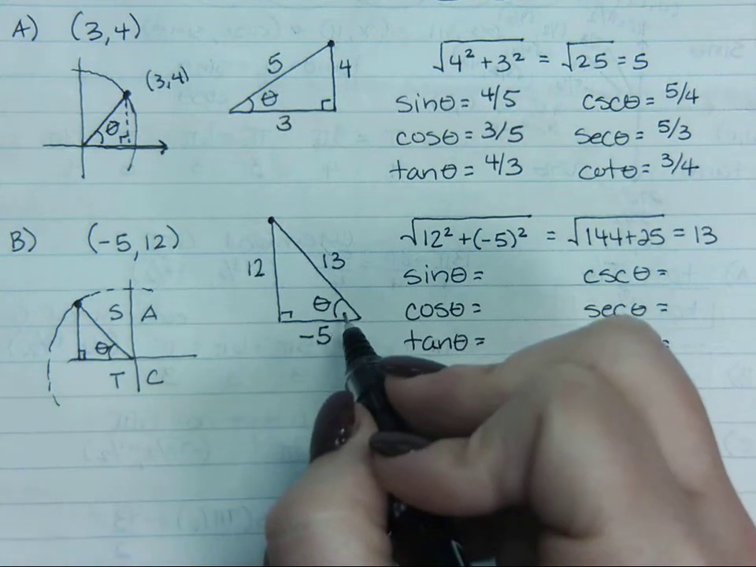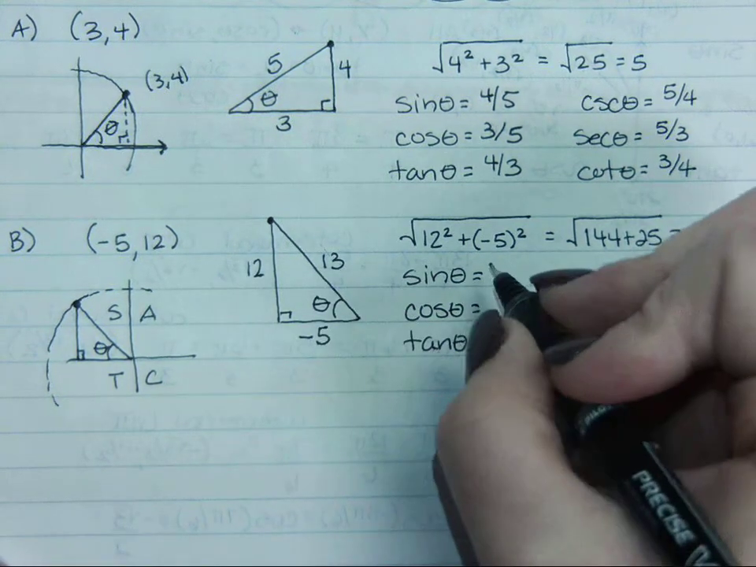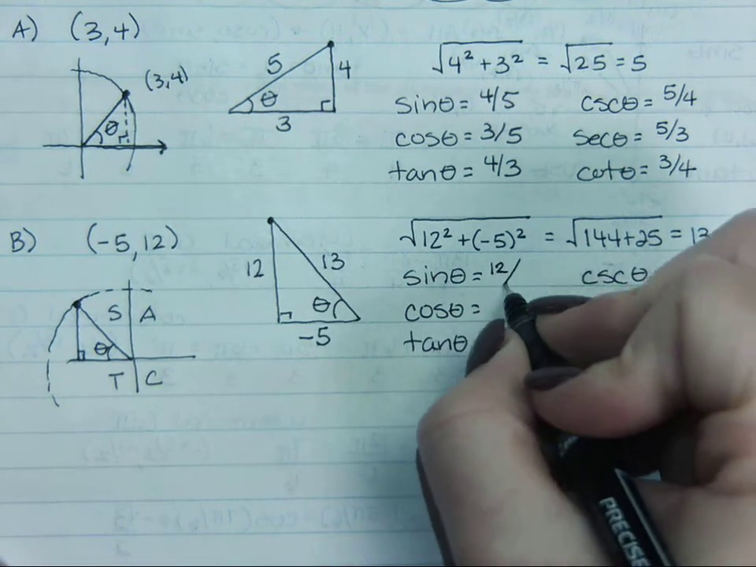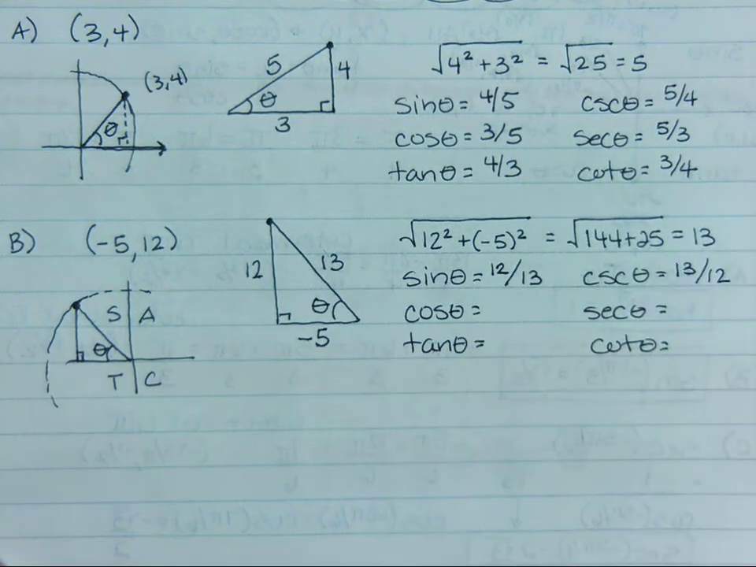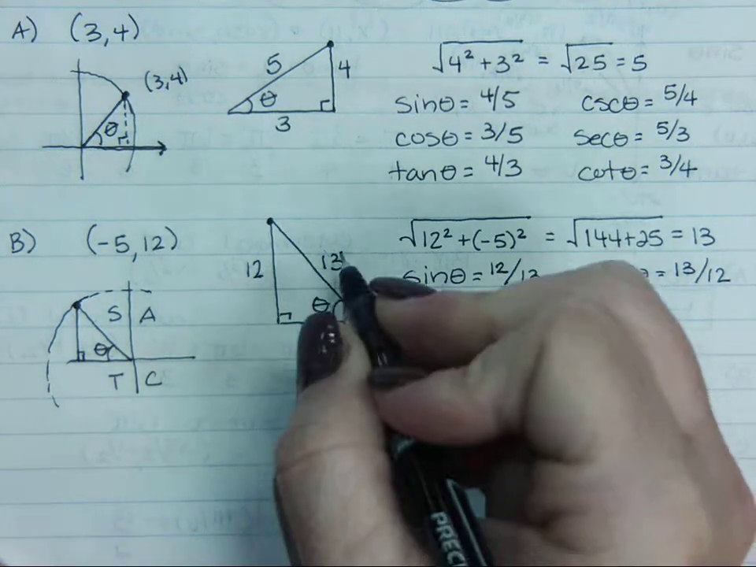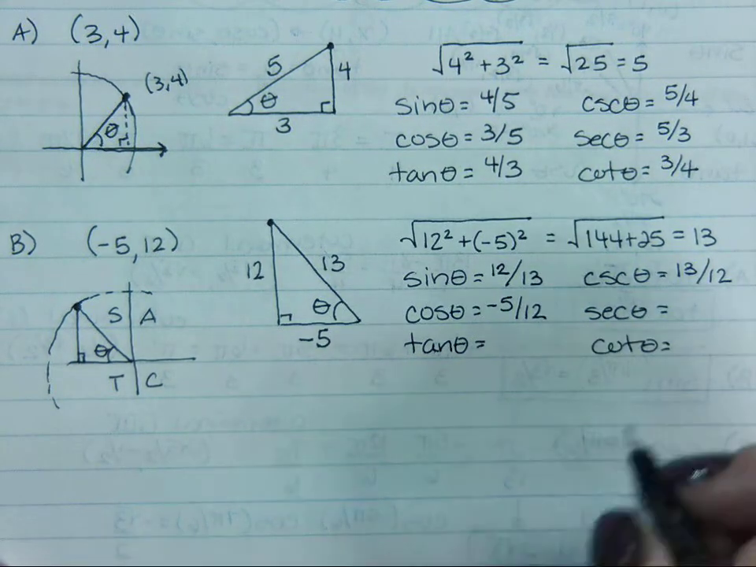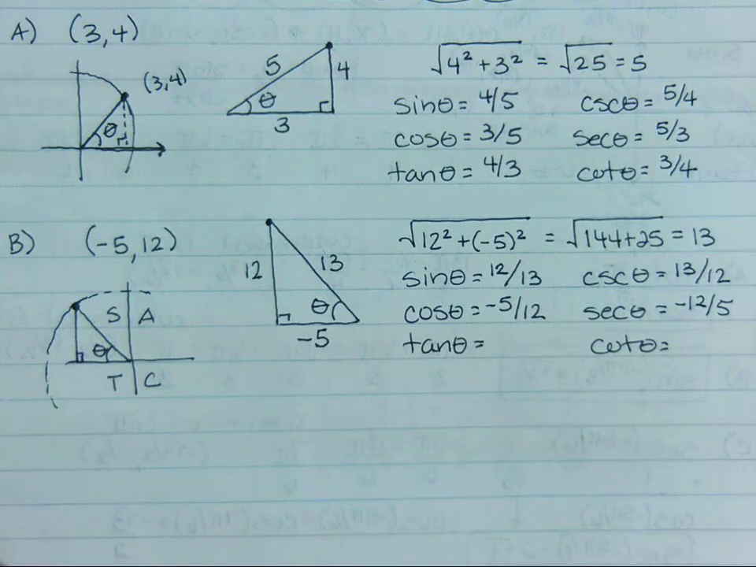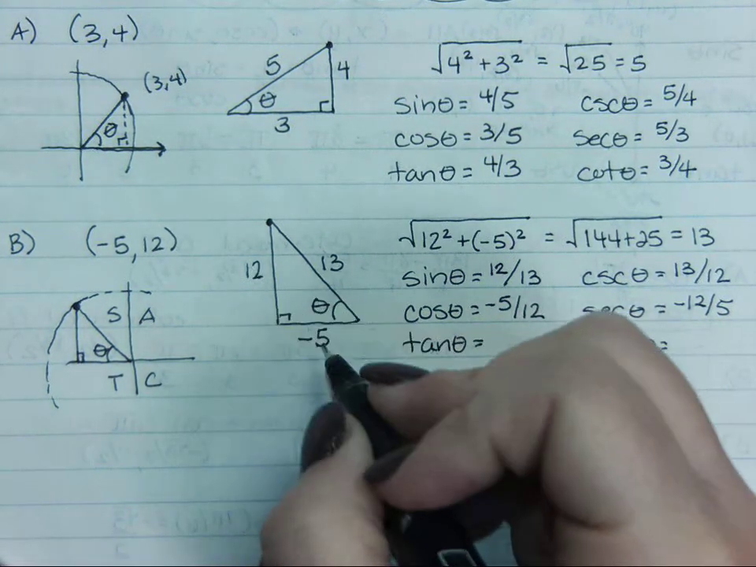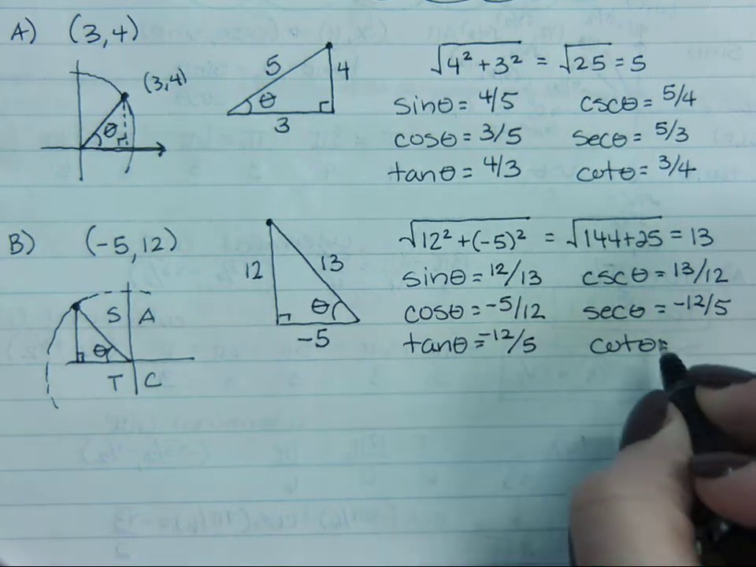So again, I can look at my triangle this way and see sine is opposite over adjacent, opposite over hypotenuse, and then just reciprocate it automatically. Cosine is adjacent over hypotenuse, and now you can see that that value is going to be negative, which also makes your secant negative. And tangent, opposite over adjacent, will also make this negative.